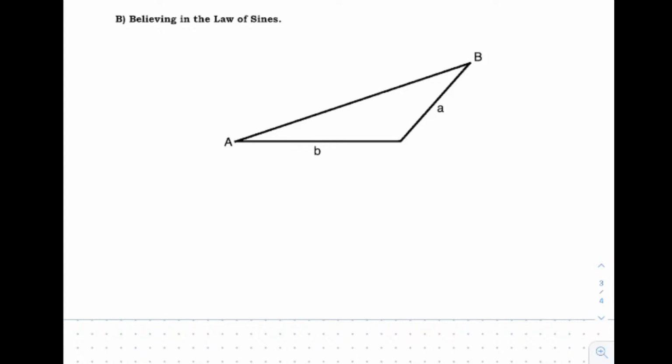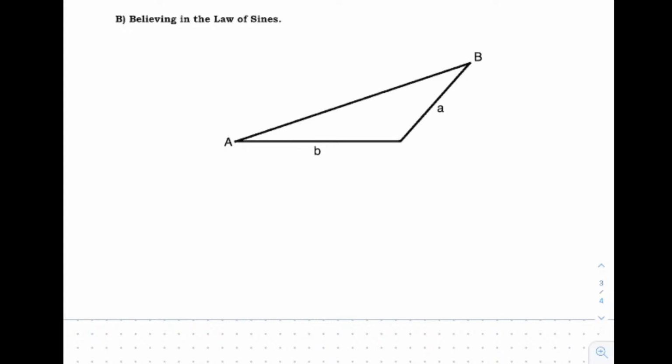Anywho, now I want to give you a reason to believe in the law of sines. I don't know about you, but I'm always a little antsy when I'm using some formula and I really have no idea why it works. I'm like, why in the world does that work? I don't know, it just works. Okay, I can use it, I suppose, for now. But I'm still like, why does that work?